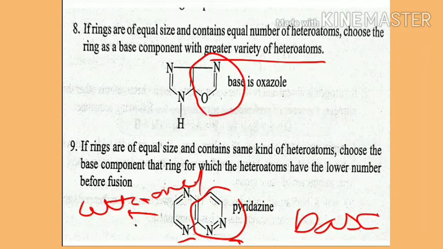So we have learned how we can decide the base component and attached component. In the next video we will discuss the nomenclature system of fused heterocyclic compounds, the rules. So thanks.